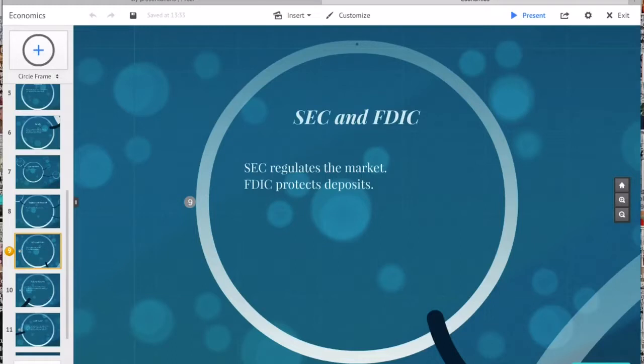The Federal Deposit Insurance Corporation, which is the FDIC, is a United States government corporation providing deposit insurance to depositors in U.S. banks. The FDIC was created by the 1933 Banking Act during the Great Depression to restore trust in American banking. The FDIC insures deposits in member banks up to $250,000.